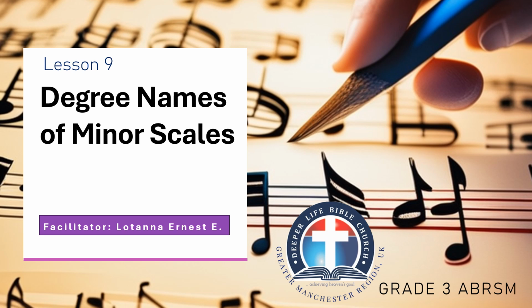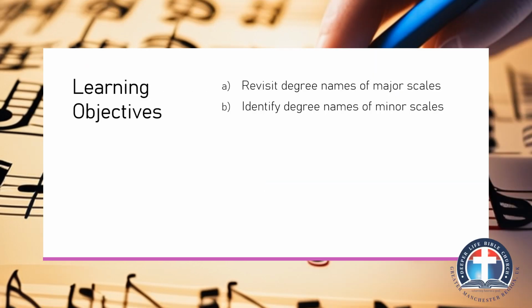Today's topic is degree names of minor scales. Our learning objectives are as follows. We revisit the degree names of the major scales, which we've done before in grade 1 and grade 2, and then we identify degree names of minor scales. When we talk about minor scales, remember now we are referring to both the harmonic minor and the melodic minor.